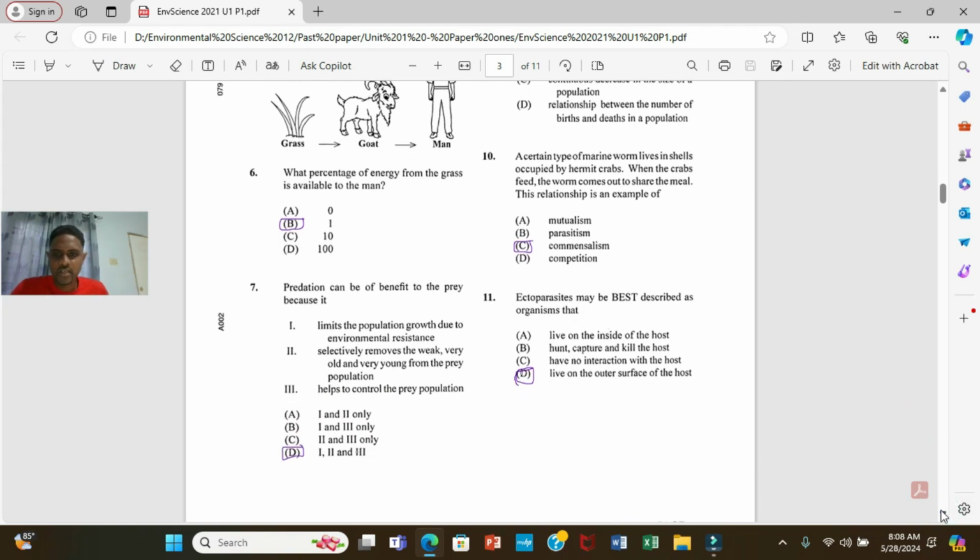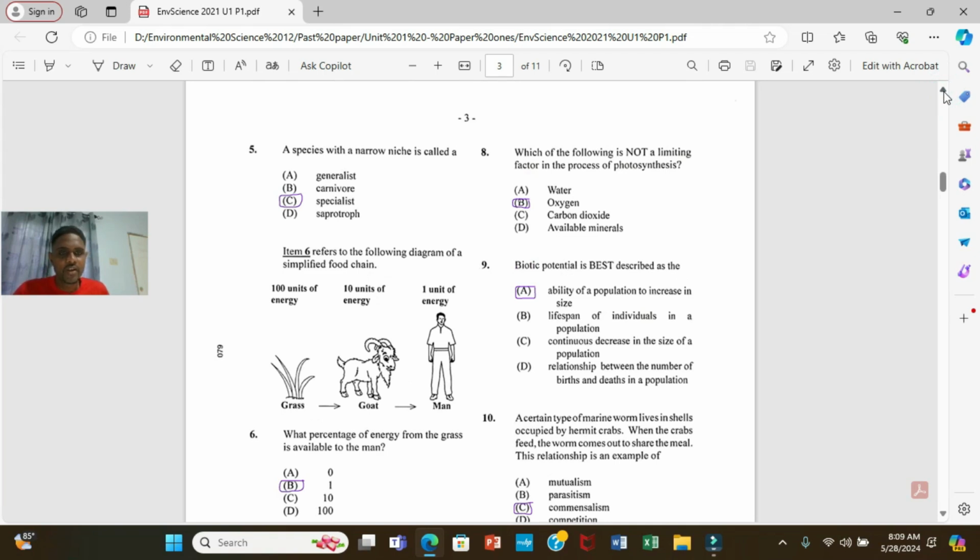Number 7, predation can be of benefit to the prey because the answer is D, 1, 2, and 3. It limits the population growth due to environmental resistance. 2, selectively remove the weak, very old, and very young from the prey population. And 3, helps to control the prey population.